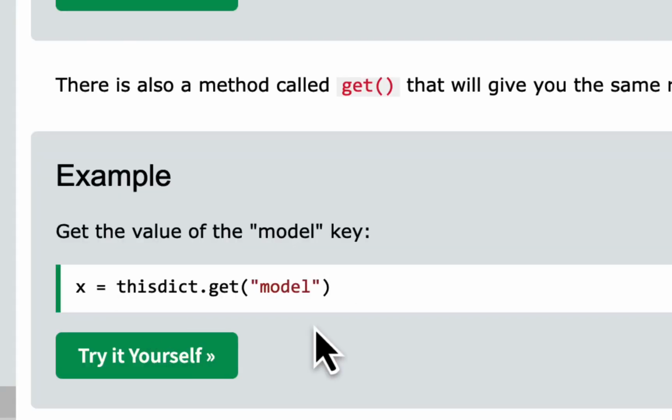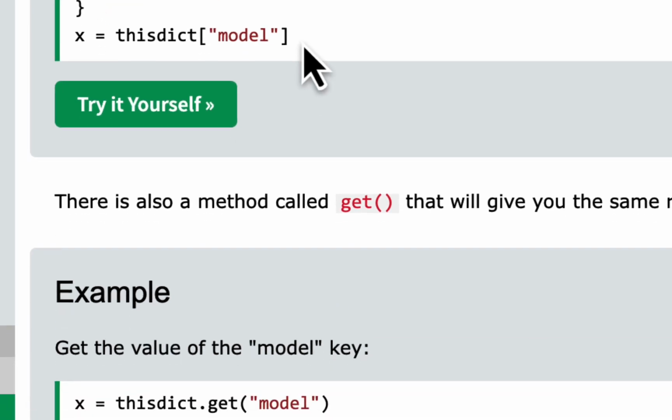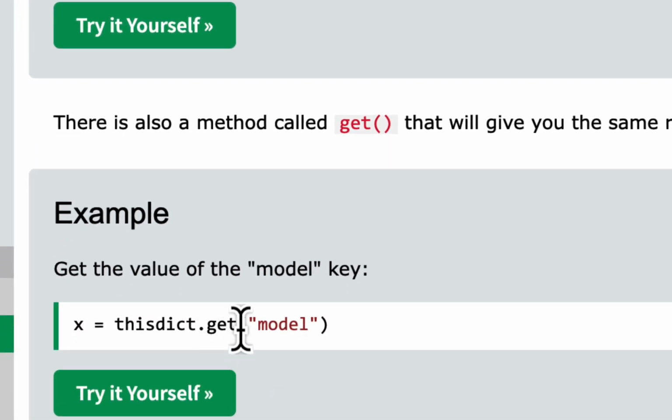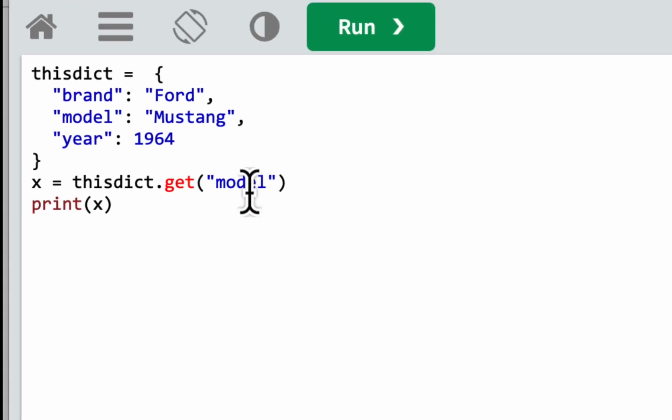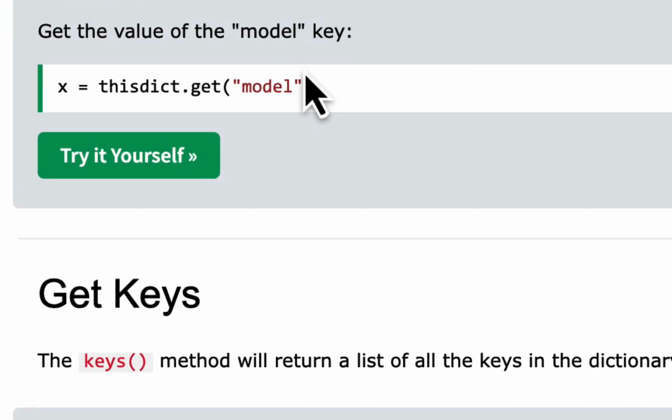Another way is the get method. It works pretty much the same way, except it just doesn't use these square brackets. It just uses a get method, and whenever you use a method, use parentheses. So this way it'll do the same thing. And if, instead of model, you want to put year, you could do that. And then it'll put 1964.